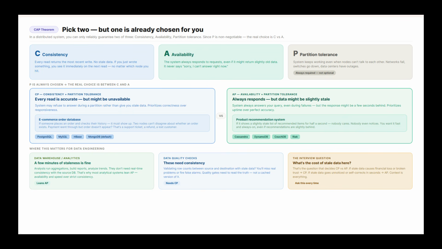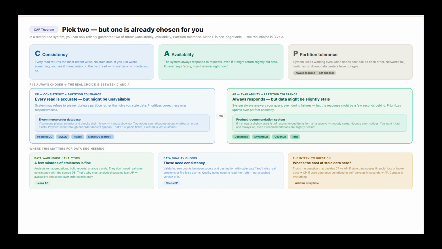CAP stands for consistency, availability, and partition tolerance. The theory says you can only reliably guarantee 2 of the 3 in a distributed system. Now here's what that actually means in practice. Partition tolerance, meaning your system keeps working even if some nodes can't talk to each other. That's basically not optional. Networks fail, switches go down, data centers have outages, so you're always choosing P, which means the real choice is between C and A.